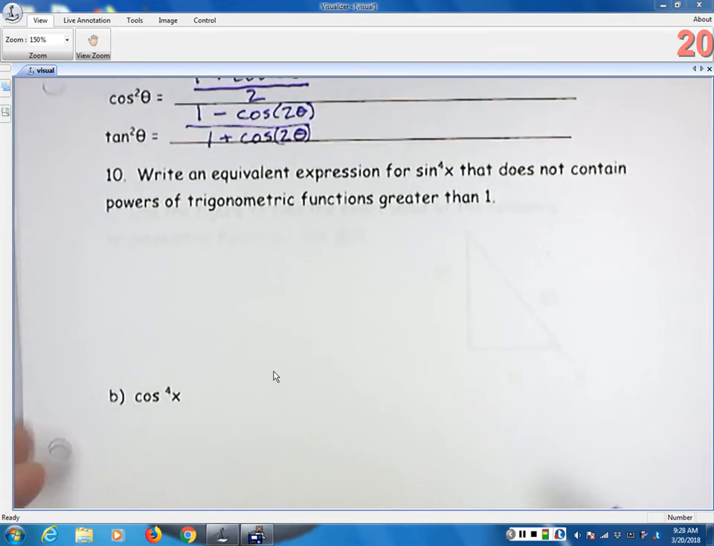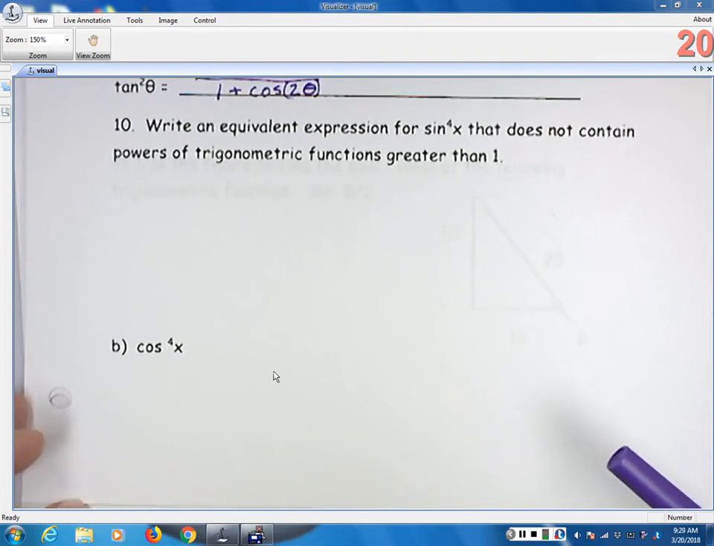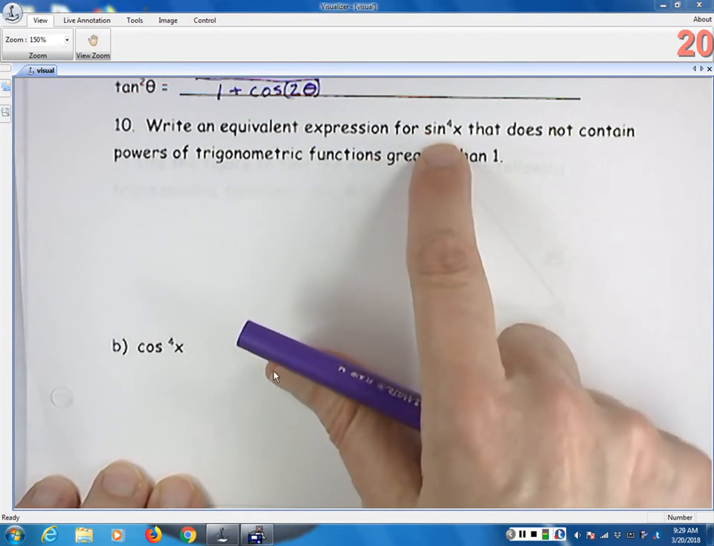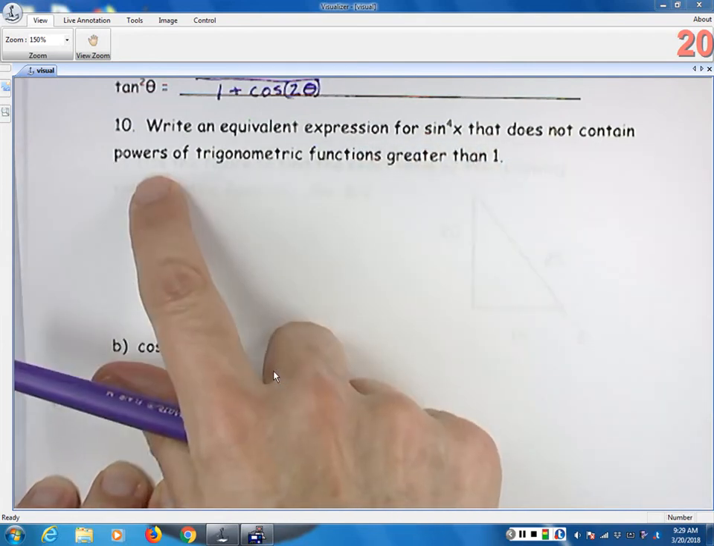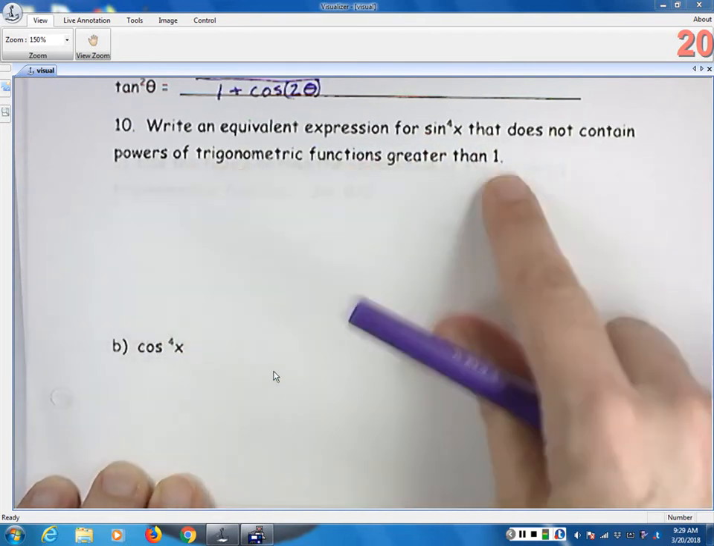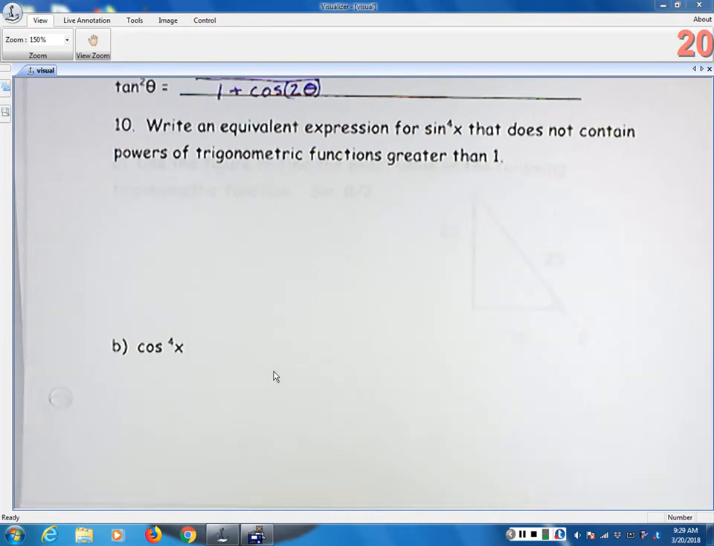So we're going to use these identities to write an equivalent expression for sine to the fourth x that does not contain powers of trig functions greater than 1. You have to have the same angles to manipulate things. Sine squared theta plus cosine squared theta equals 1, but sine squared alpha plus cosine squared beta does not equal 1. You can't have different angles. You've got to get the same angle to use these identities.